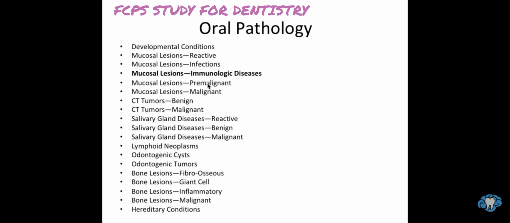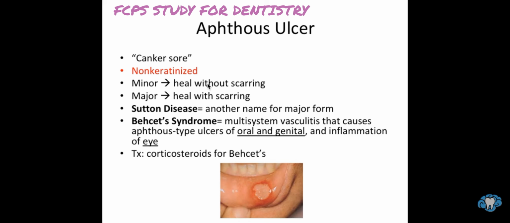System attacks its own body, whereas hyperimmune is where the immune system just kind of goes overboard in response to some stimulus. So, first we're going to talk about the most common immunologic mucosal condition, and that's aphthous ulcers, also referred to as canker sores.